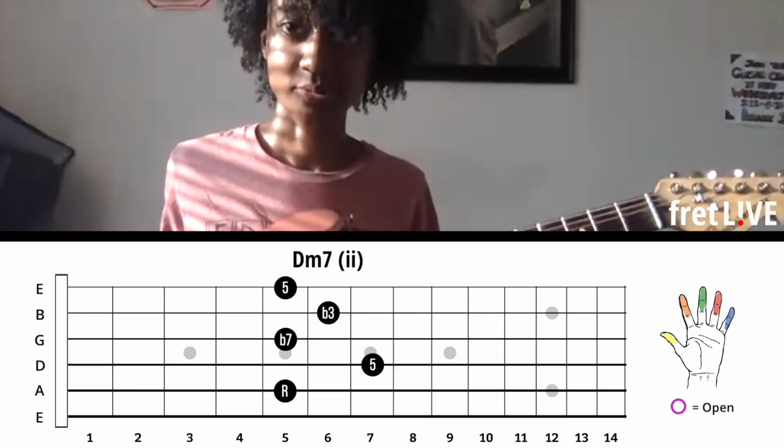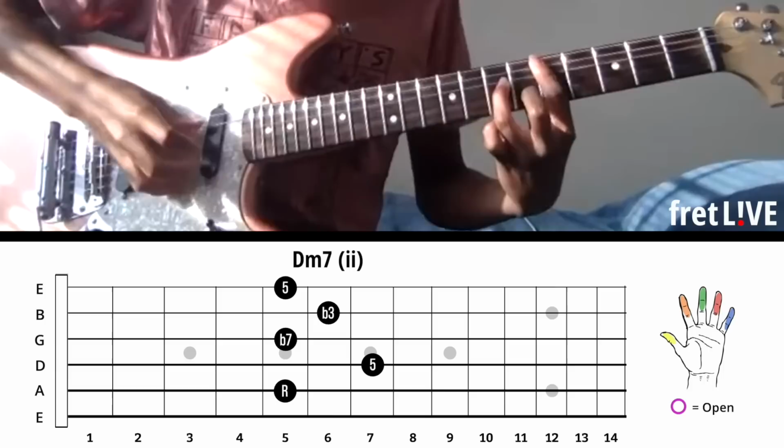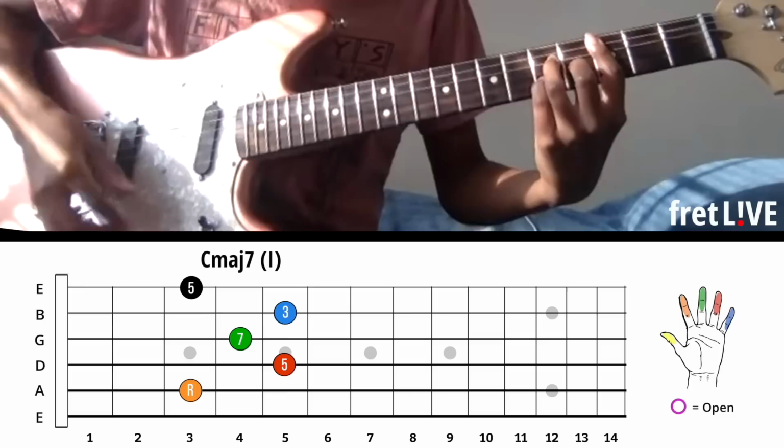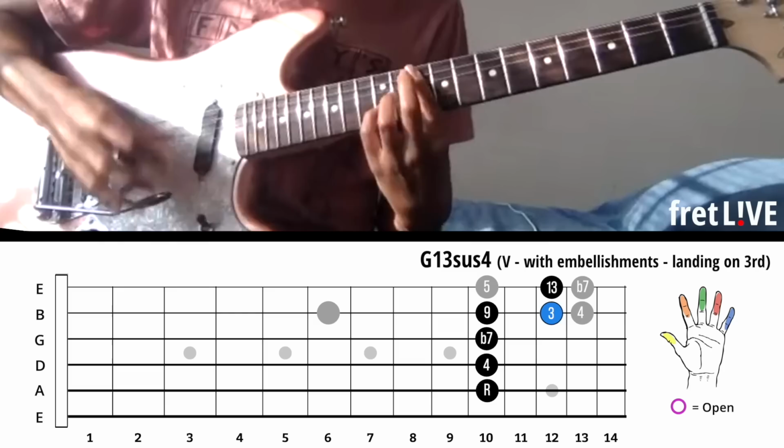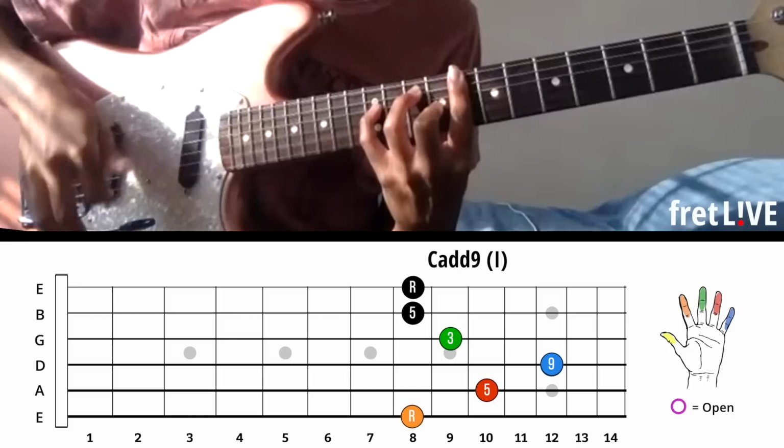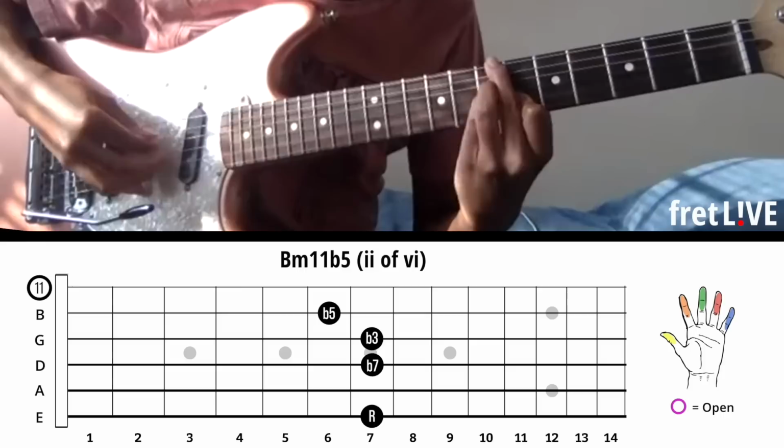So usually when people play a 2-5-1, they'll do something like this, you know, 2-5-1. But I like to go 2-5-1. Then I'll follow it up with a minor 2-5-1, minor 2-5-1.